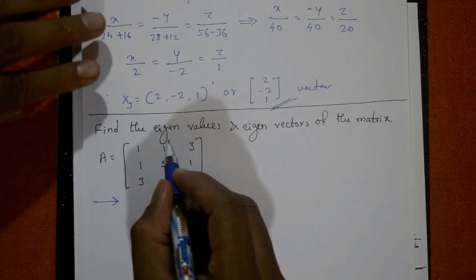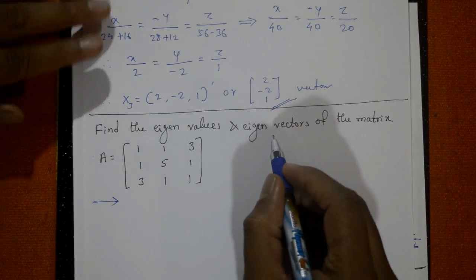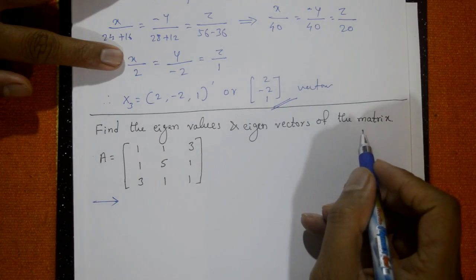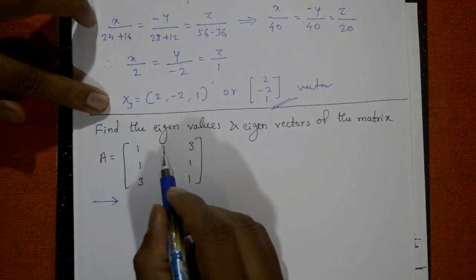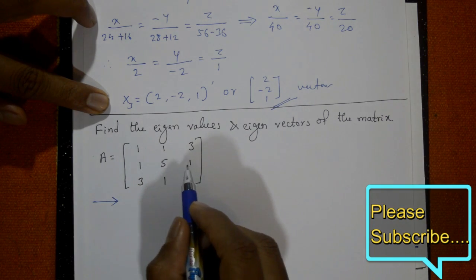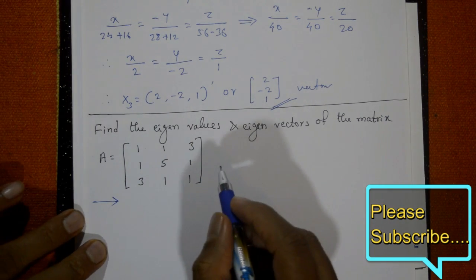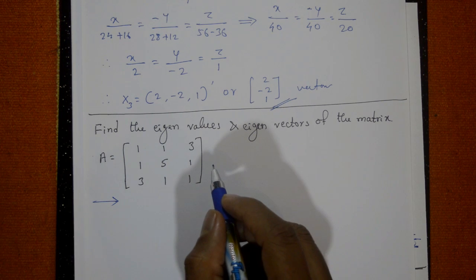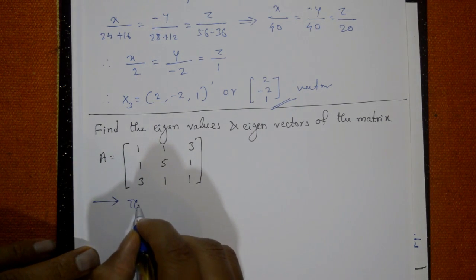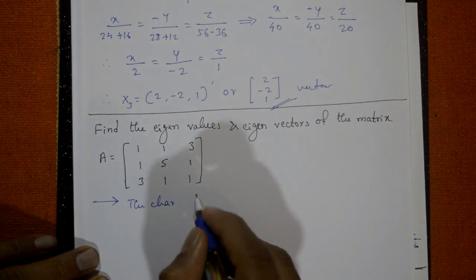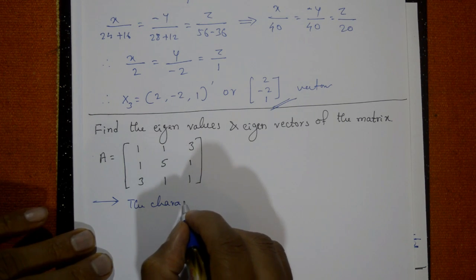Find the eigenvalues and eigenvectors of a matrix. A square matrix is given: A equals [1 1 3; 1 5 1; 3 1 1]. Find the eigenvalues and eigenvectors. Now first, the characteristic equation.